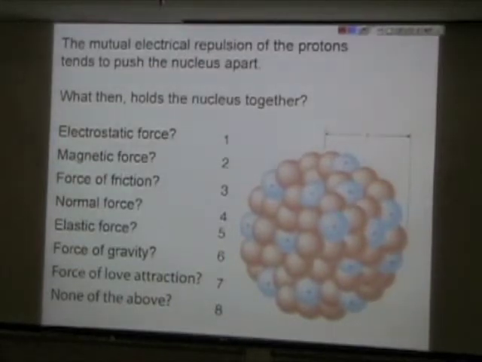Now, we know many different forces by now. None of these forces actually is strong enough to hold neutrons and protons together.